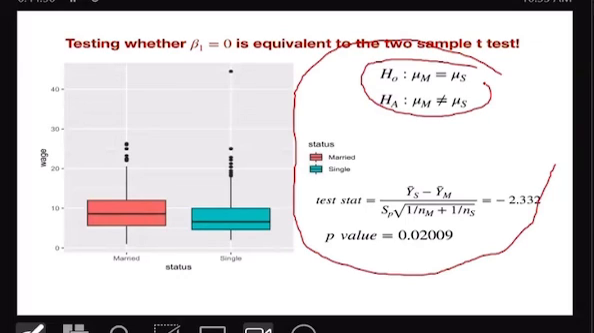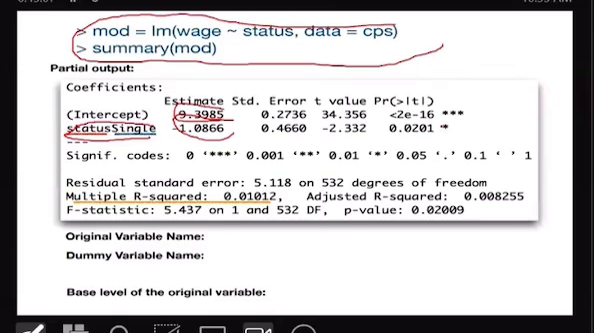By the time we compute the p-value, we got 0.02009 for the t-test, and 0.020 if you take a look at this, that you're going to get for the t-test, oh my God, it's also going to be the p-value that you're going to get for the slope. Look at that. They're going to be the same. Therefore, 2 sample t-tests of means is the same thing as dummy regression.